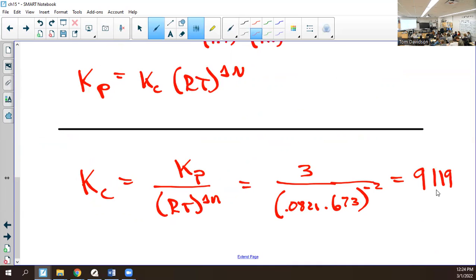Now, a ton of you freaked out. You're like, I don't know what Kp is all of a sudden. Kp is the same as Keq, just we're using pressures instead of concentration. Fair enough.